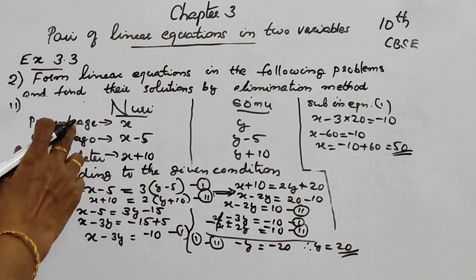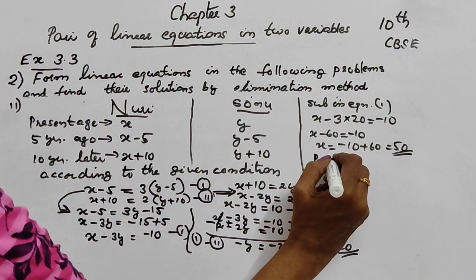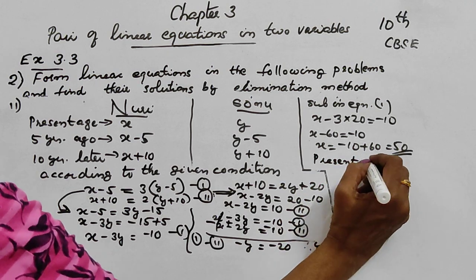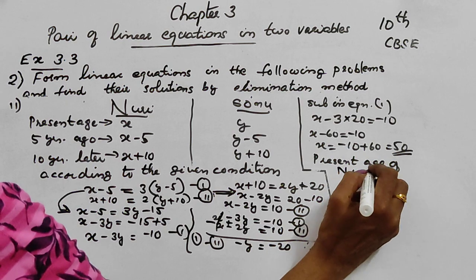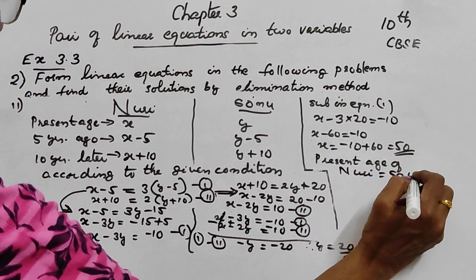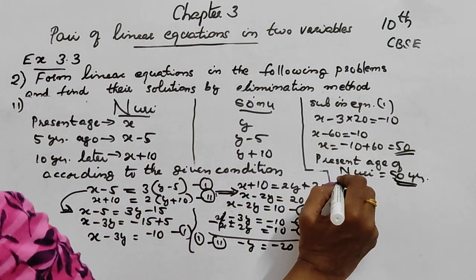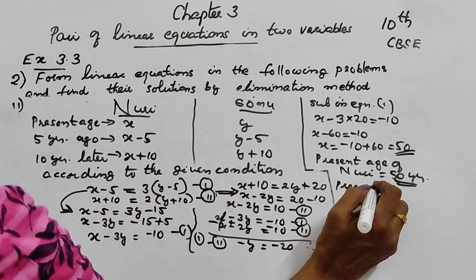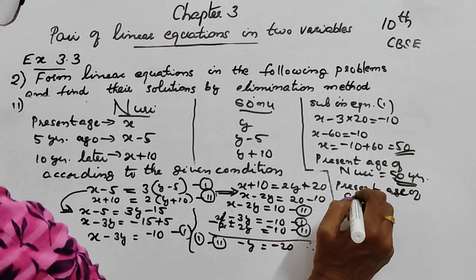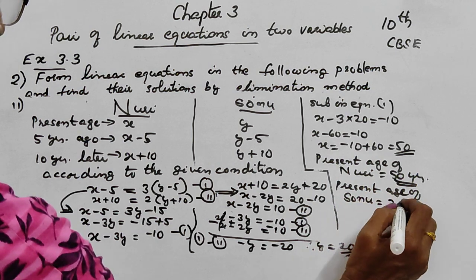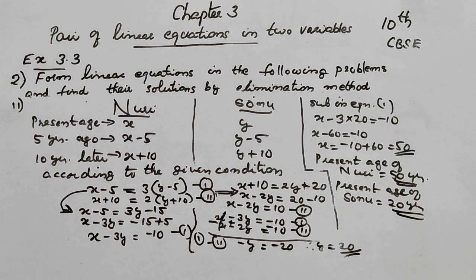What is x? The age of Nouri. We'll write: age of Nouri equals 50 years, and that of Sonu, age of Sonu equals 20 years. Okay, I think you all understood these questions.